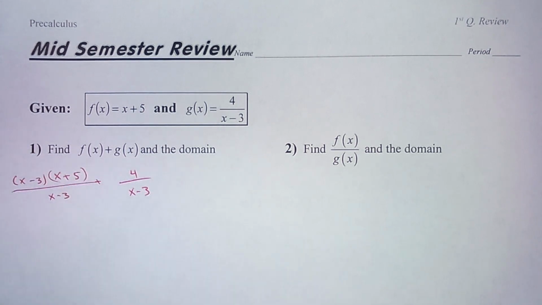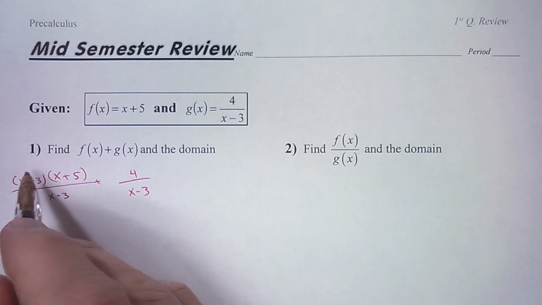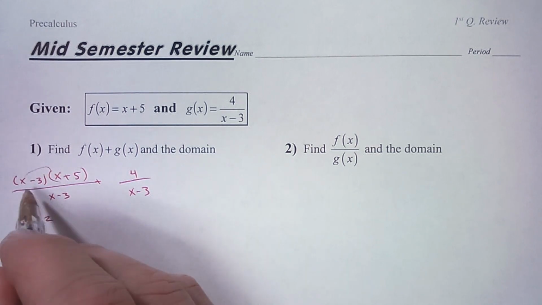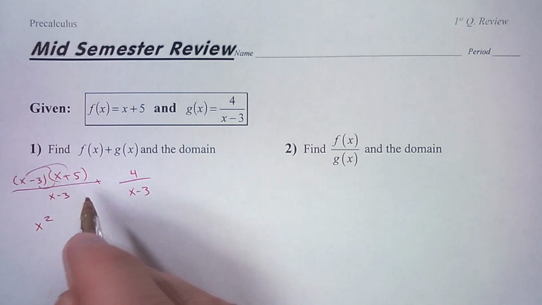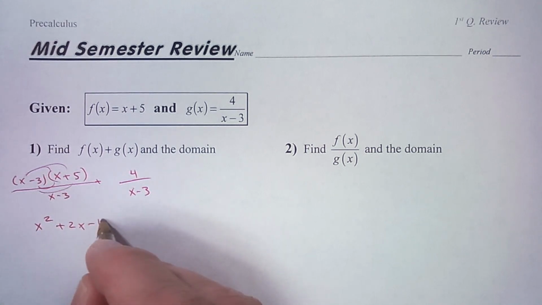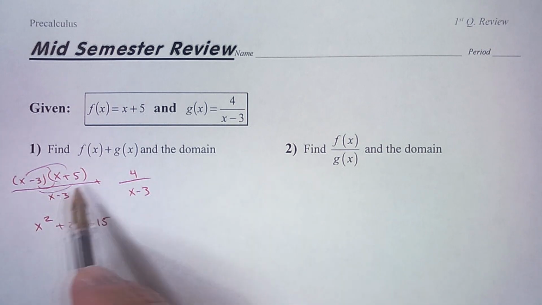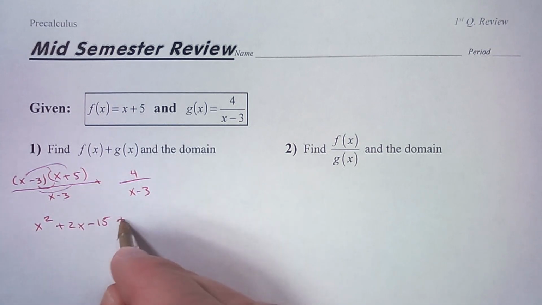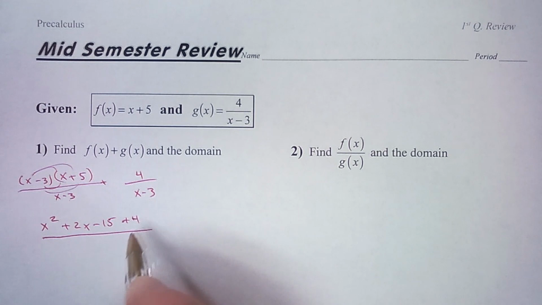Okay, so I need to distribute here. So I get x squared plus 5x minus 3x, so that's plus 2x minus 15. And now that they have a common denominator, I can put this plus 4 into the same fraction over x minus 3.